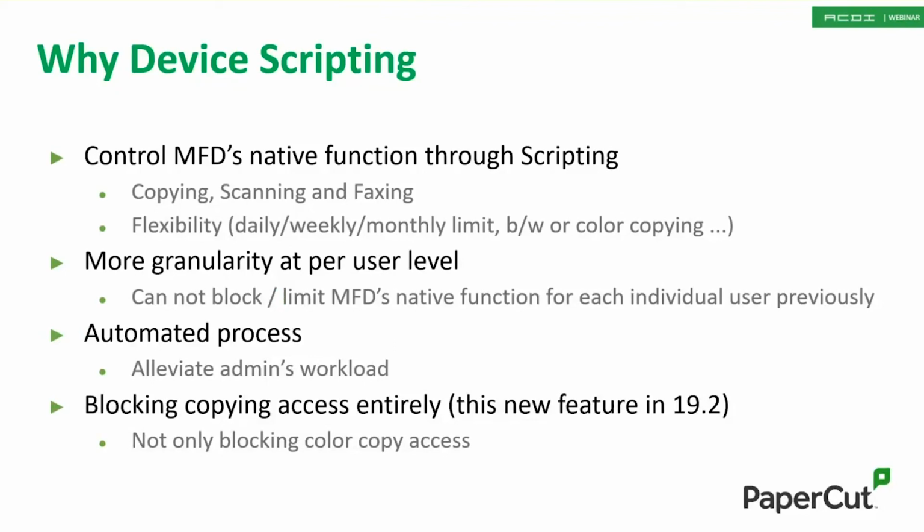Copiers, on the other hand, all have different code and perform the same function in different ways depending on the OEM. Device scripting allows us to approach the copier portion of the MFD like a printer and script the things that someone is able to do or not do, like putting copy limits on a device or blocking a specific user from copying. Now, we've had filters previously to block color access, but now you can block the entire access with version 19.2, plus create other types of rules and actions on the device.